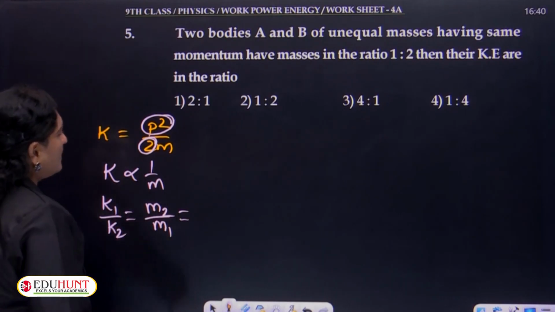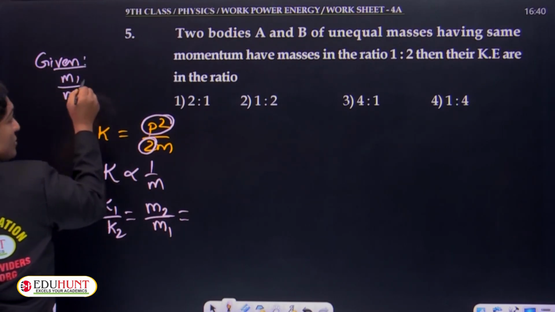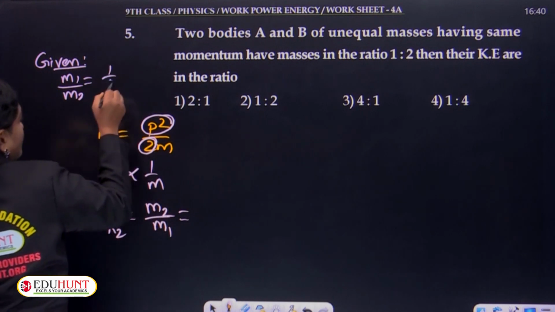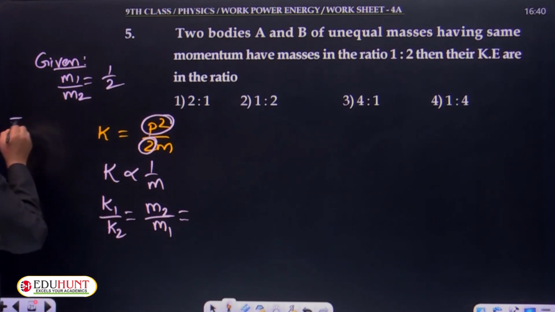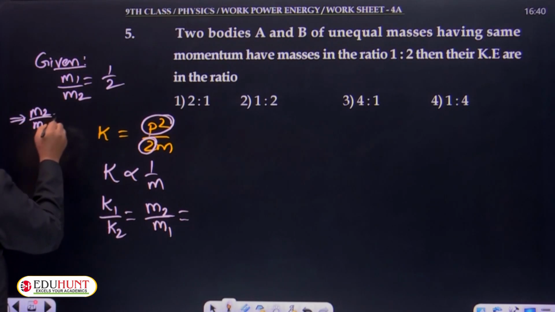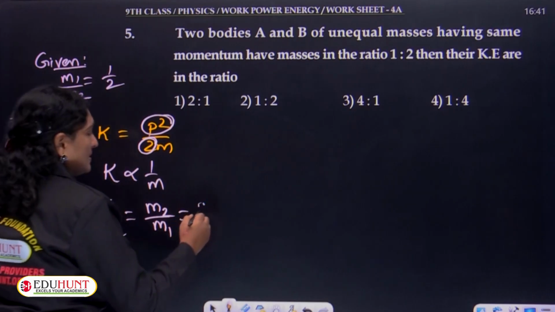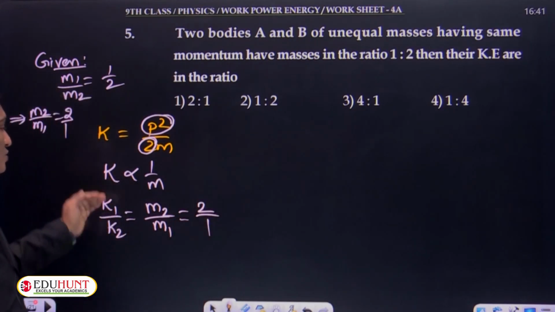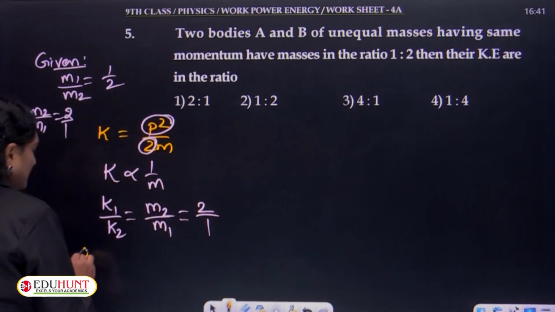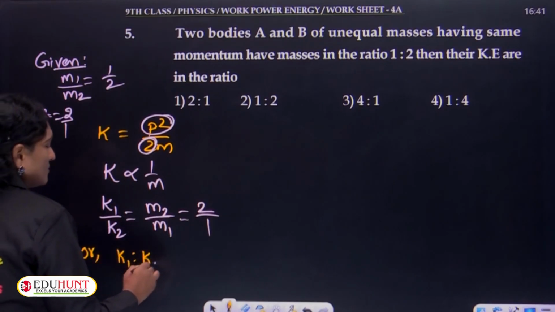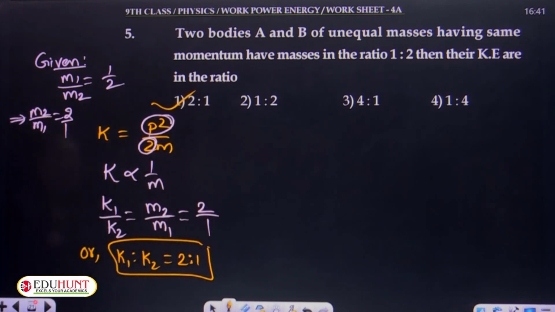So, what is M2, children? So given, M1 by M2, ratio of the masses is given as 1/2. If M1 by M2 is 1/2, what is the value of M2 by M1, children? It must be the reciprocal of them. If M1 by M2 is 1/2, M2 by M1 will be 2/1. So, this must be equal to 2/1. So, we found that the ratio of the kinetic energy is equal to 2:1, or directly we can write it as K1 is to K2 equals 2 is to 1. So option 1 must be true, that is 2 is to 1.